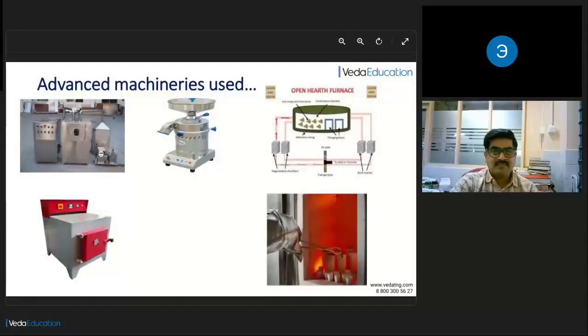Okay. So whatever I have shown till now are the classical methods. But now most of the pharmacies use highly sophisticated materials in the preparation of herbomineral drugs, in the preparation of these bhasmas.